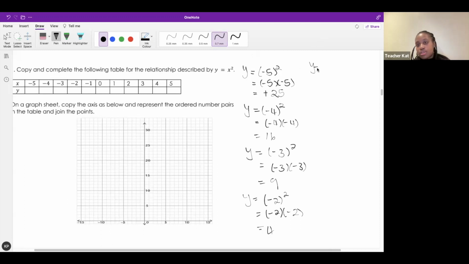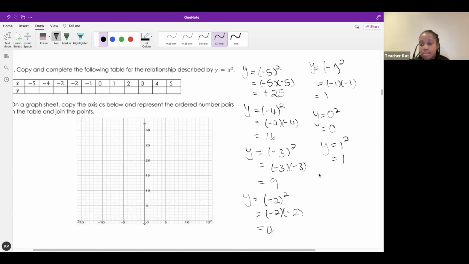Okay, where did I stop? -2. Y equals -1 squared. That's -1 times -1, which is +1. And y equals 0 squared. We're into the positive territory almost now. 0 squared is, what's anything times 0? It's just 0. Okay, y equals 1 squared will give us a 1.